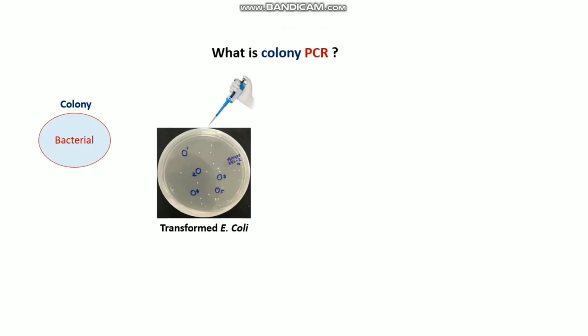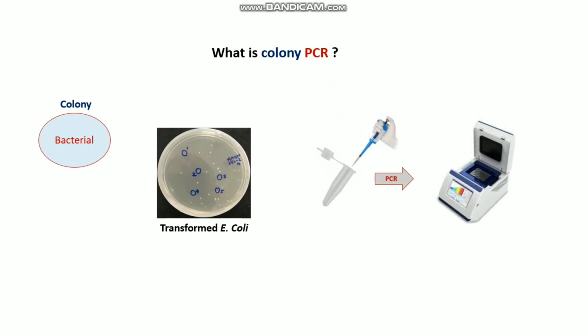So let's begin. First we need to know what colony PCR is. As the term suggests, the PCR using the bacterial colony is known as the colony PCR. So here the bacterial colony is used as the template DNA, and after picking the clones, this colony is used for the PCR amplification.